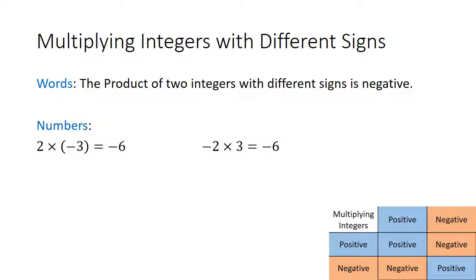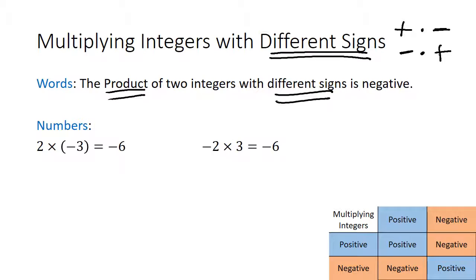Now similarly, when we're multiplying integers with different signs, that means we're multiplying a positive times a negative or a negative times a positive. So the product or the result of a multiplication of two integers with different signs is going to be negative. So that means a positive times a negative is going to be negative, or a negative times a positive is going to be a negative.